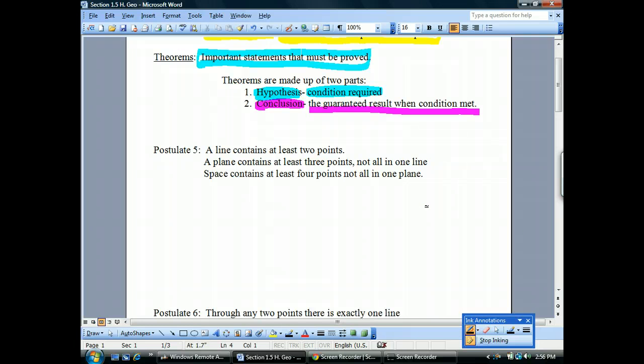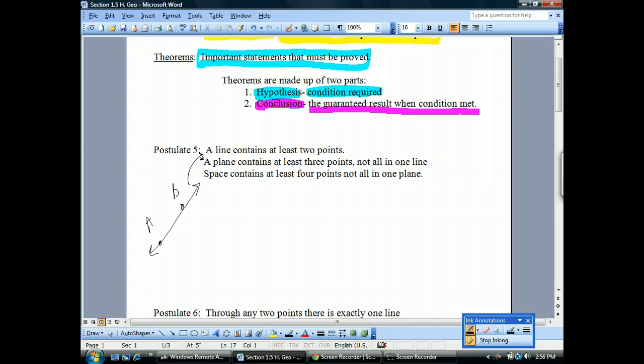postulate says a line contains at least 2 points. So on any line, you can locate at least 2 points. That's what the postulate is saying. So on this line, I can locate point A and point B. Okay? So every line gives you at least 2 points.